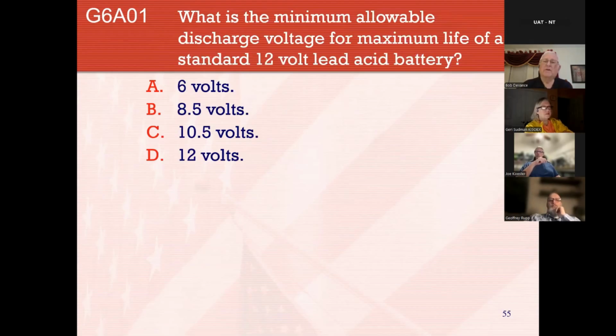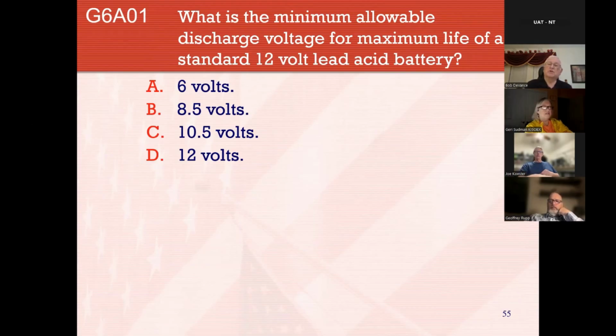The maximum allowable discharge voltage to get maximum life out of a standard 12-volt lead acid battery. What's a 12-volt lead acid battery? That would generally be like the battery in your car. Those are generally 12-volt lead acid, meaning that the battery is made up of cells, and the cells contain lead plates inside them, submerged in sulfuric acid, hence lead acid.